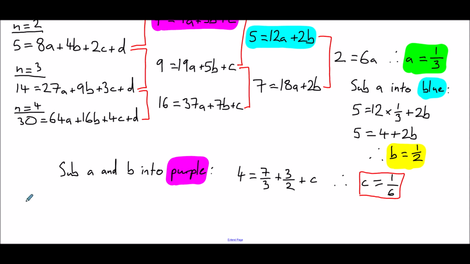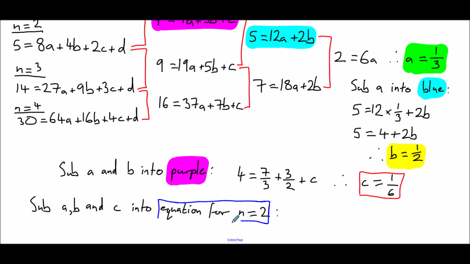Okay, so now we substitute in a, b and c into one of the starting ones. Sub a, b and c into the equation for when n was 2. I could pick when n is 1. I'm just being lazy because n equals 2. This equation is on the screen. So the equation for when n is equal to 2 is this one here.